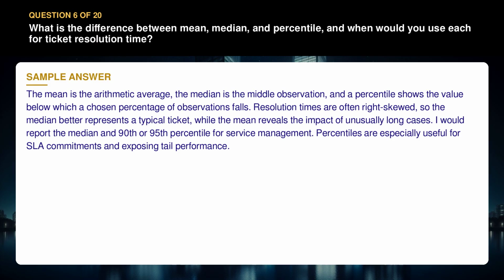Resolution times are often right-skewed, so the median better represents a typical ticket, while the mean reveals the impact of unusually long cases. I would report the median and 90th or 95th percentile for service management. Percentiles are especially useful for SLA commitments and exposing tail performance.